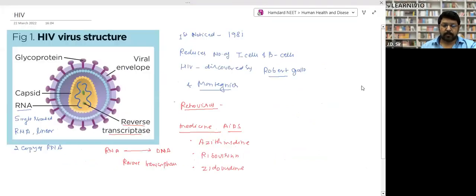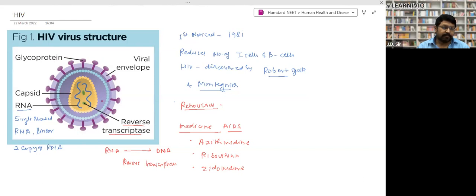HIV. Human immunodeficiency virus. Does it look like coronavirus? Yes, you must have seen it. Coronavirus is the same kind of virus because their structure is the same. So look, this outer covering of HIV is made up of glycoprotein. There is a viral envelope which is made up of protein again.